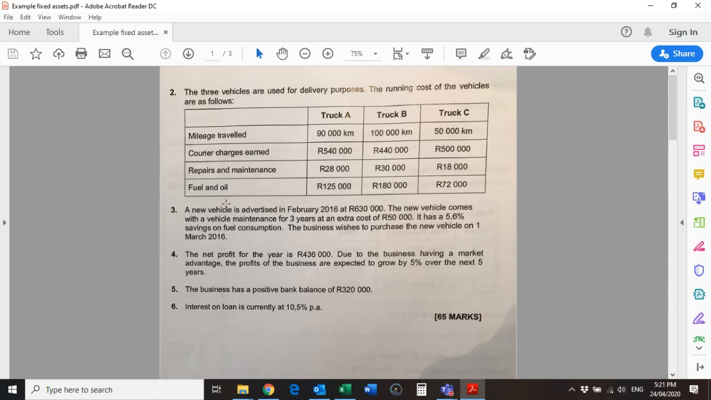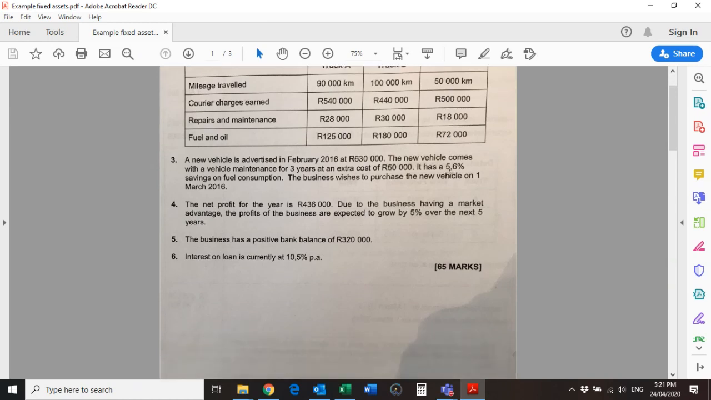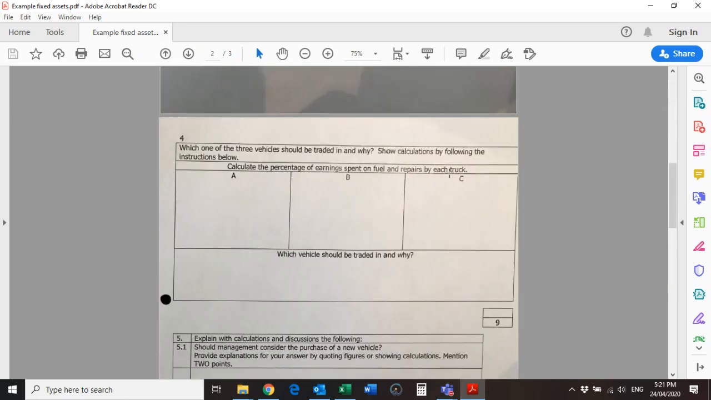And we have our fuel and our oil. Okay, so these are expenses and these are our income. Here we can see what each one earned and what the expenses were. Now it says calculate the percentage of earnings spent on fuel and repairs.